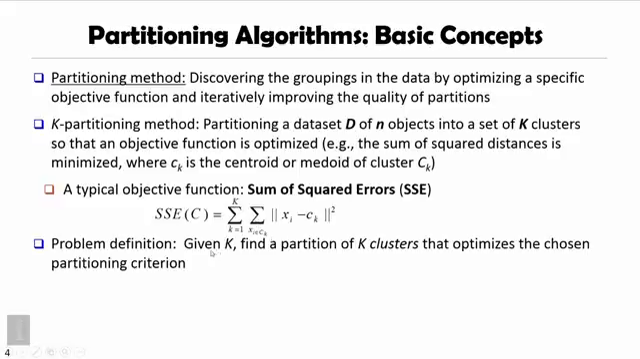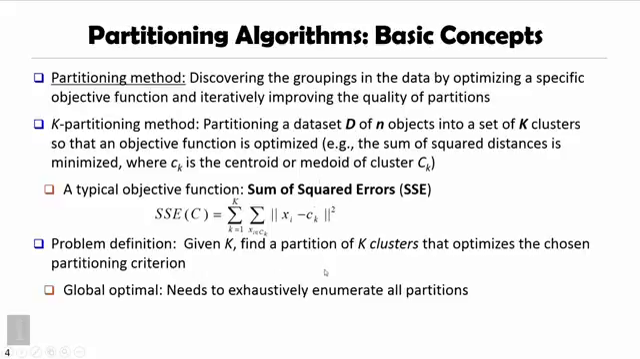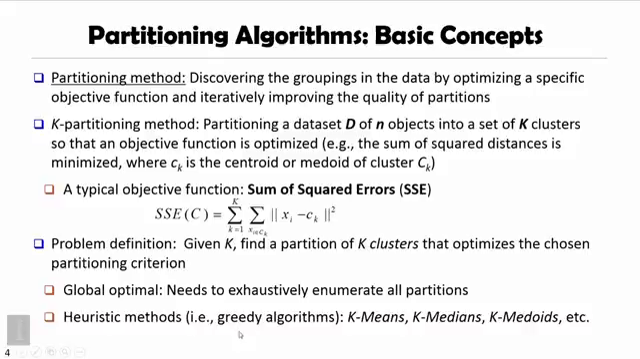For the k-partitioning method, essentially the problem is, given k, the number of clusters, we want to find a partition of these k clusters that optimizes the chosen partitioning criteria, for example, the sum of square distance. However, to find a global optimum, we actually need to exhaustively enumerate all partitionings because the potential number of partitionings is exponential. So more realistically, we should use heuristic methods.